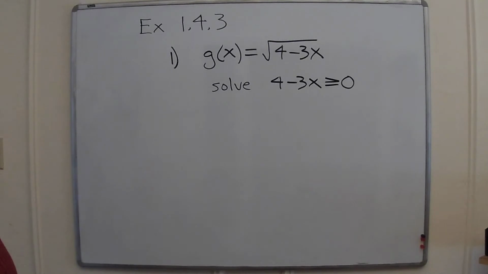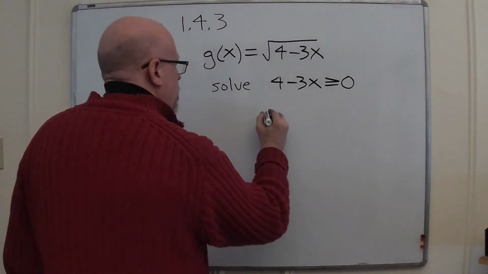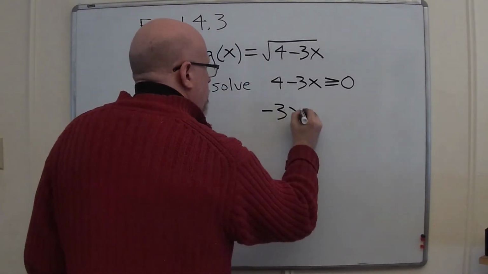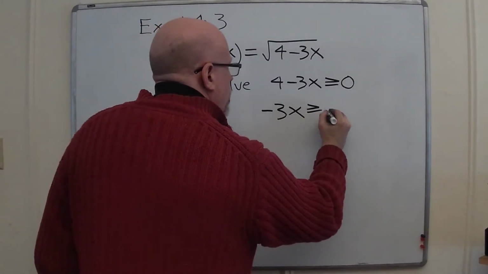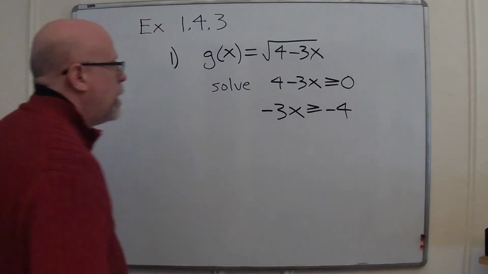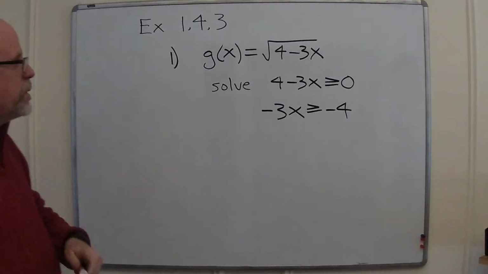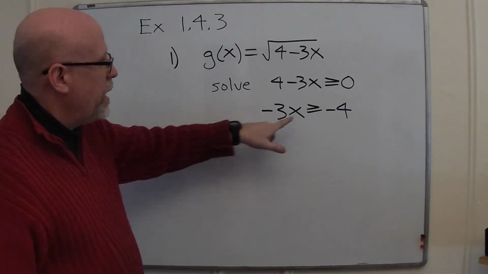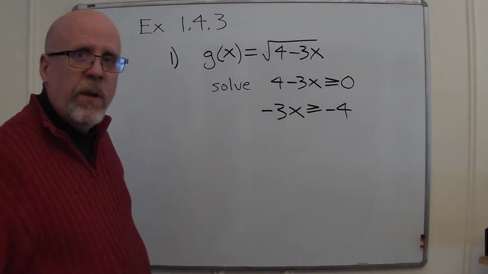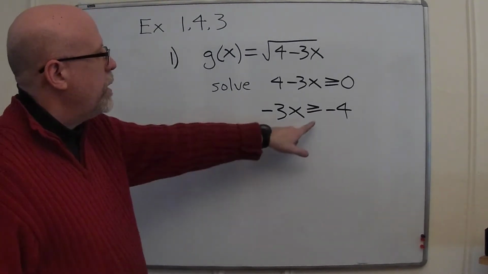That can't be that hard. Let's see, subtract 4 from both sides. You get negative 3x greater than or equal to negative 4. A little quick test on your algebra skills: I got a minus sign on both sides. Can't I just cancel those? Well, not when you have inequalities.